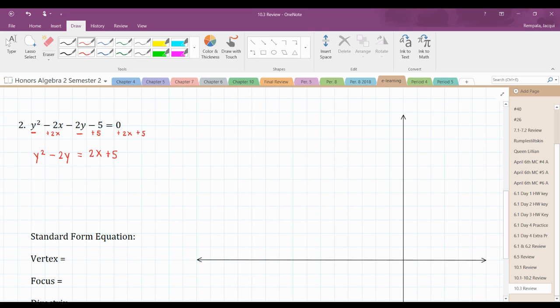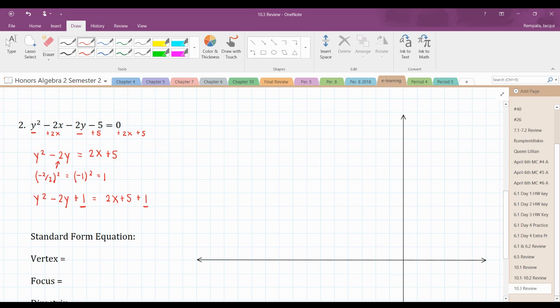Okay, so now I want to complete the square. So in order to turn the left side into a factorable polynomial, I'm going to take my negative 2, divide by 2, and square it. Well, negative 2 divided by 2 is negative 1. Negative 1 quantity squared is 1. So we've got y squared minus 2y plus 1, and that equals 2x plus 5. But now because I added 1 onto the left, I have to add 1 onto the right.